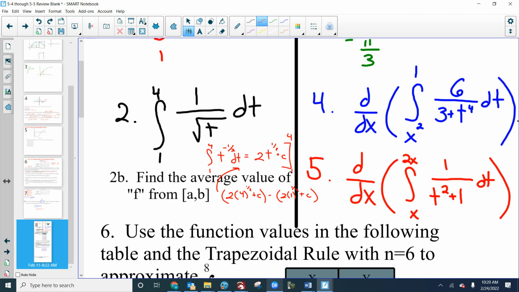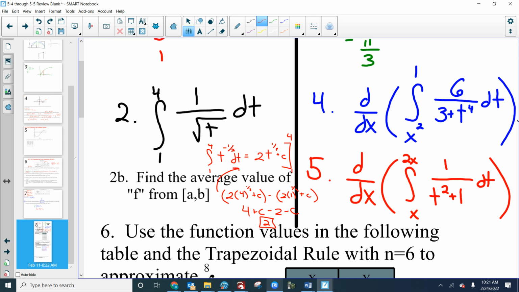Okay. Plug in 4. Two times 4 to the 1/2 plus a constant. Plug in 1. 2 times 1 to the 1/2 plus a constant. And subtract. Well, 4 to the 1/2, anything with the 1/2 power is square rooting it. So I have 2 times 2 plus c. I have 4 plus c. 1 to the 1/2 is 1. So I have -2 minus c. I get 2 for that answer. You guys get 2?